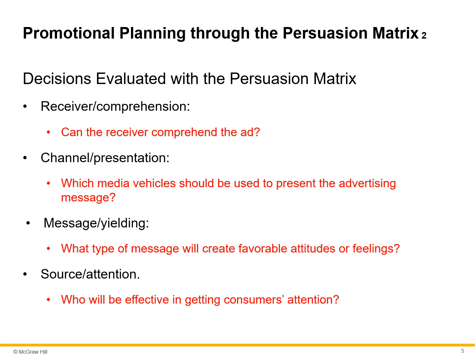The example four is the source and attention. Who will be the most effective spokesperson in getting consumers' attention on this product? Who will be the most effective person? That's the source and attention, getting their attention. So that's four examples in this persuasion matrix.